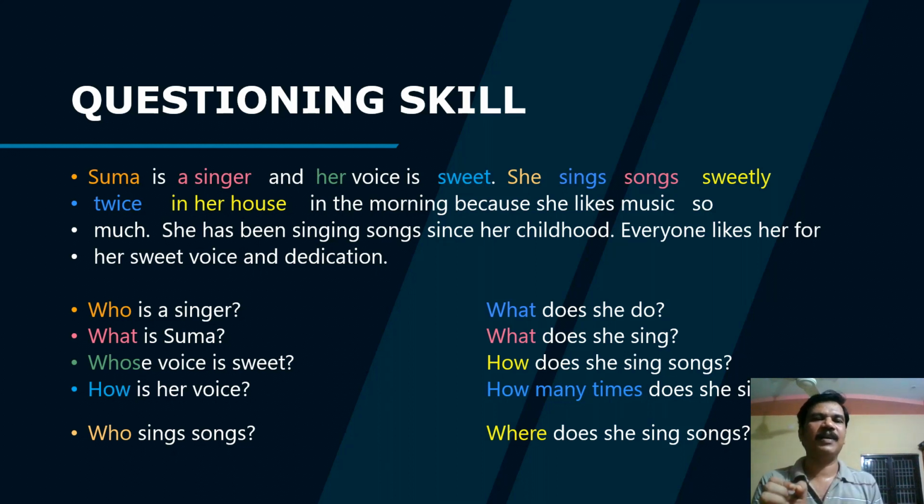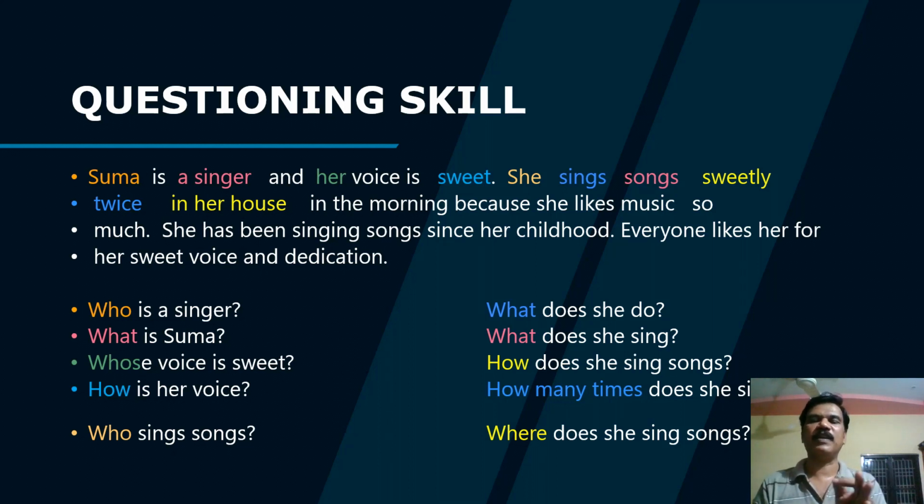Next, a singer. For example, you want to ask a question. A singer means a person. What person? A professional person. So, in professions, what word do we use in English? What. What is your father? What are you? Like this. What is Suma? Suma is a singer.